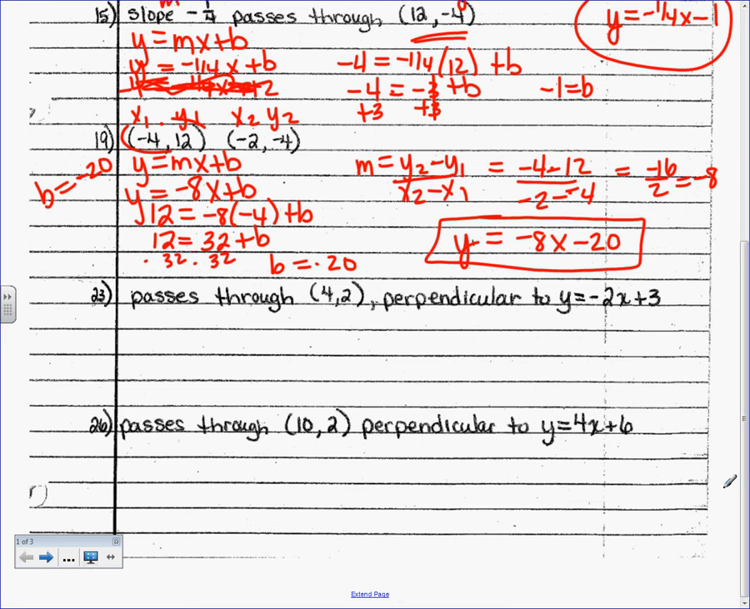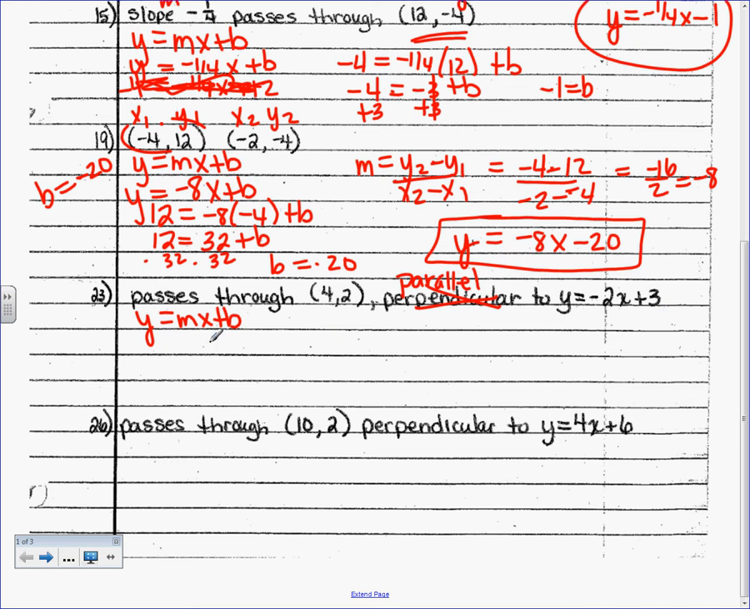On number 23, we're going to change perpendicular to parallel because we're going to work with perpendicular on the next question anyway. So 23, change the directions to say parallel instead, and we'll do it that way. So we want the equation of a line in slope-intercept form. Start there. It's going to pass through (4, 2), and it's going to be parallel to the line y equals negative 2x plus 3. Okay, let's start again.